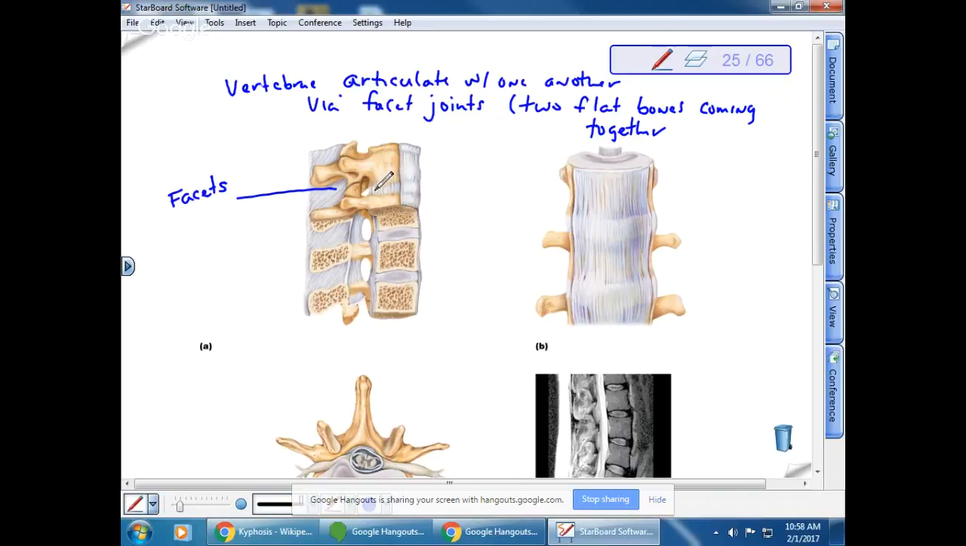Now also notice that the central bodies here are separated by what are called intervertebral discs. So we have intervertebral discs located between the central bodies. And does anybody remember what type of cartilage is the intervertebral disc? Fibrocartilage. So this is fibrocartilage.